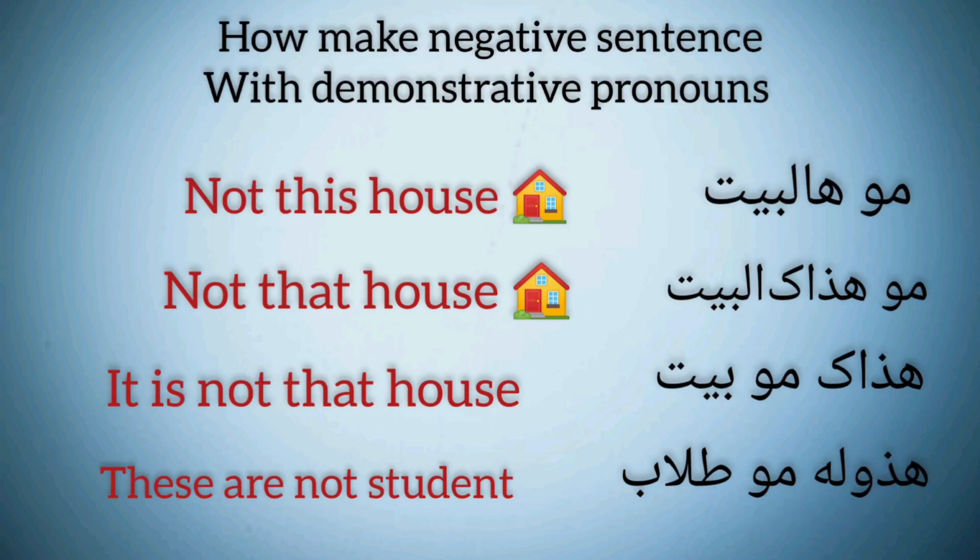Okay. And for making negative sentences with these demonstrative pronouns, all we have to do is add مو before these nouns or pronouns. For example, مو هالبيت, not this house. Or مو هذاك البيت, not that house. Or in this form, هذاك مو بيت, it is not that house. Or هذولة مو طلاب. These are not students.